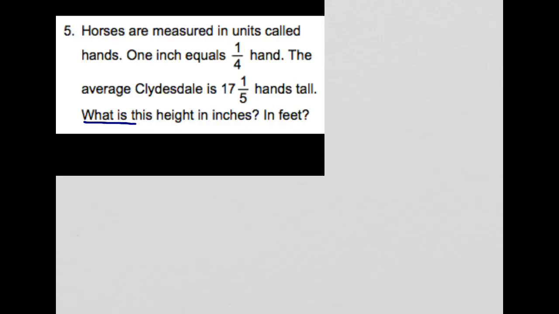So I'm going to underline my question. What is the height in inches and in feet? So there's really two questions. I'm going to put 1 and 2. First, I'm just going to answer question 1.